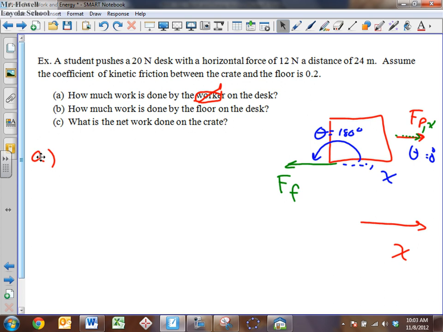Remember, the definition of work is force times cosine theta times the absolute value of x. If I'm pushing on this desk to get it moving, is there any x value right now? So the work done is just 0. So I don't care about overcoming static friction for work. Work is done when the object moves. So for part A, let's take a look at part A.